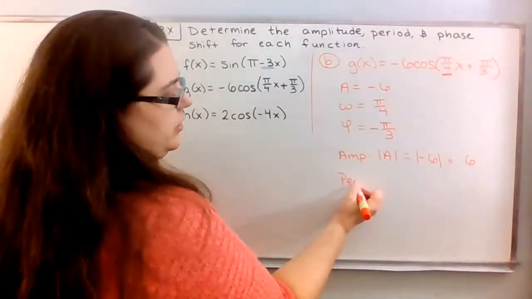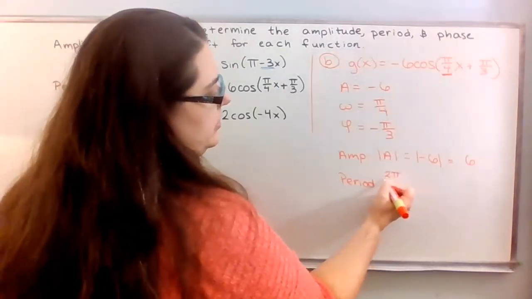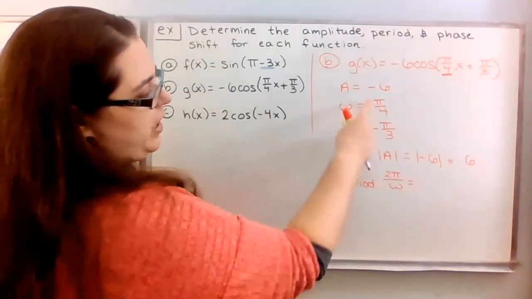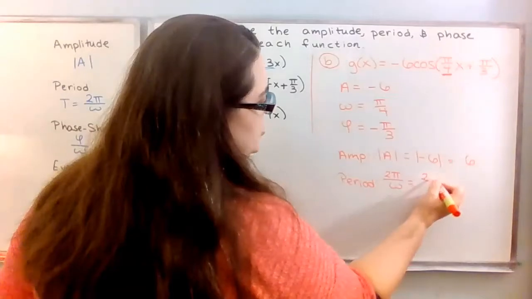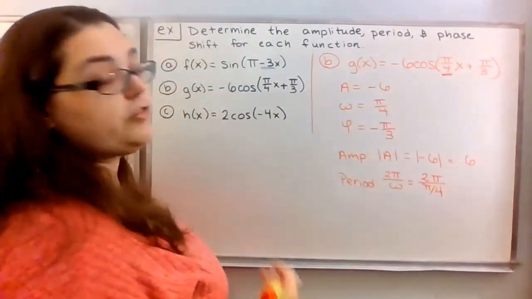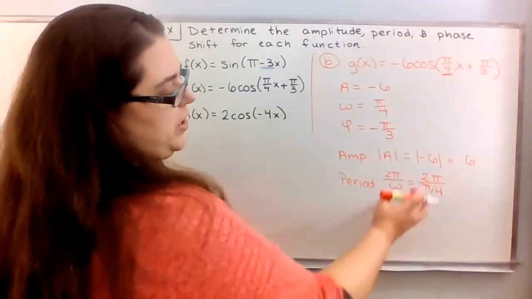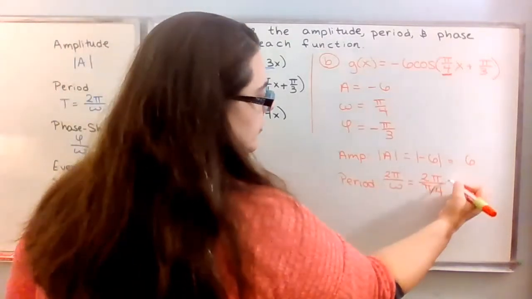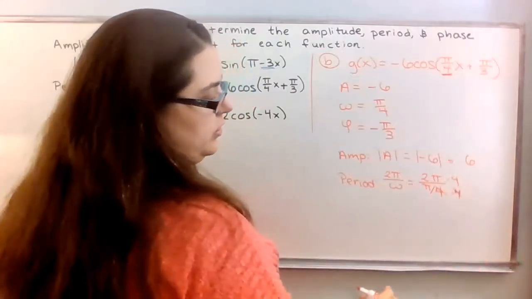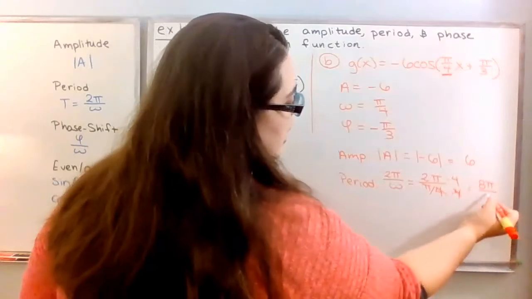The period is going to be 2 pi over omega. Oh, yuck. Omega is pi over 4, so I'm going to get a complex fraction here: 2 pi over pi/4. Of course, we don't want to leave our answer as a complex fraction. So let's go ahead and multiply the top and bottom by 4, so that these 4's cancel out, and I'll get 8 pi over pi.